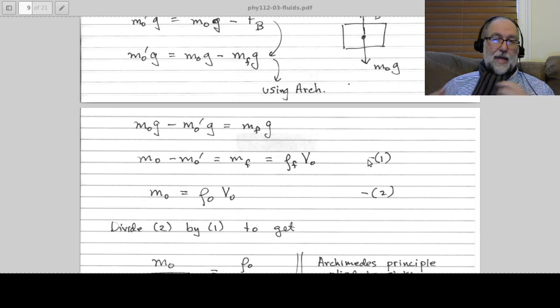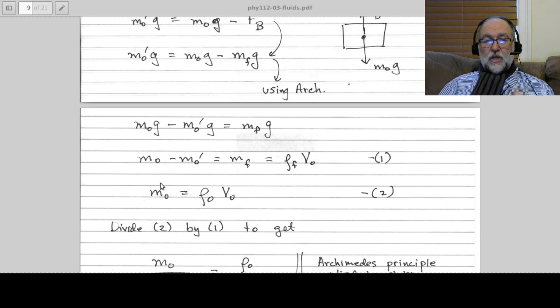So equation number one basically came from looking at the apparent weight, the weight that you have when you subtract off the buoyancy force from its true weight, okay? And so it gives us this formula. The true mass minus the apparent mass is equal to the displaced fluid mass, okay? Equation one. Equation number two is just by definition what the density of the object is, okay? So the density of the object is equal to the mass of the object divided by the volume of the object, but I'm going to write it like this, okay? So the mass of the object is equal to the density of the object times the volume of the object, okay?